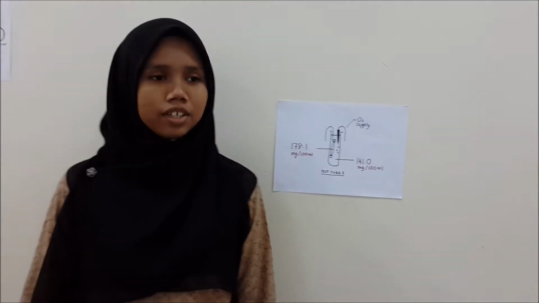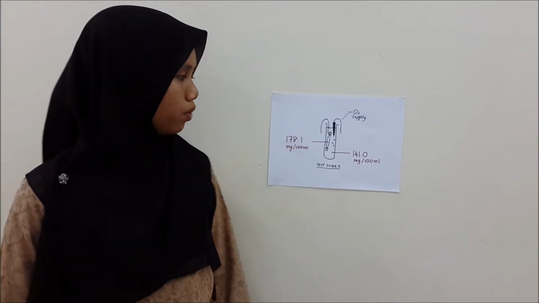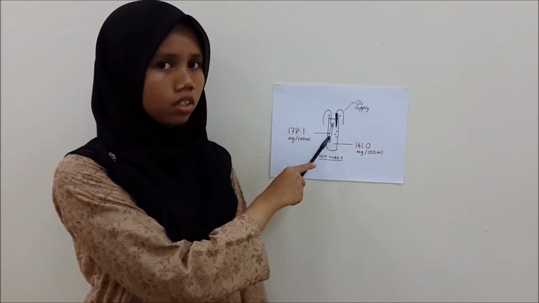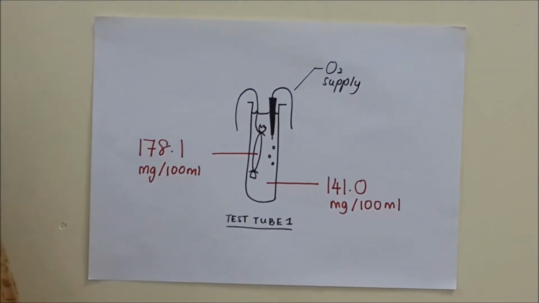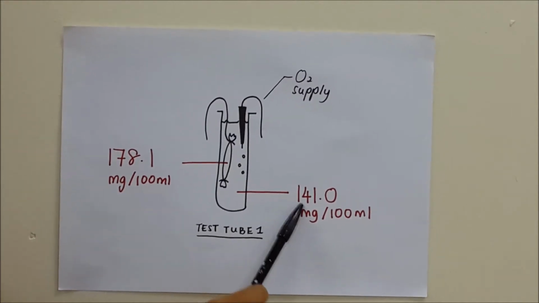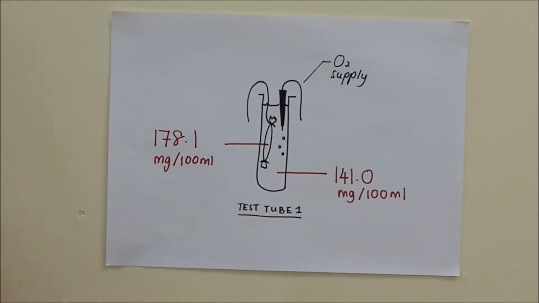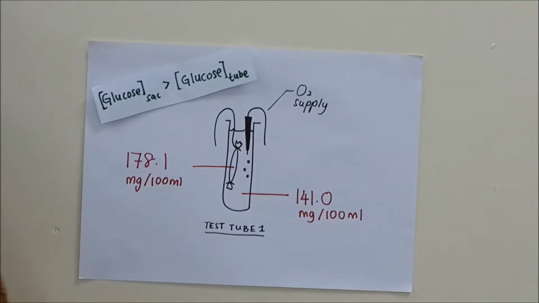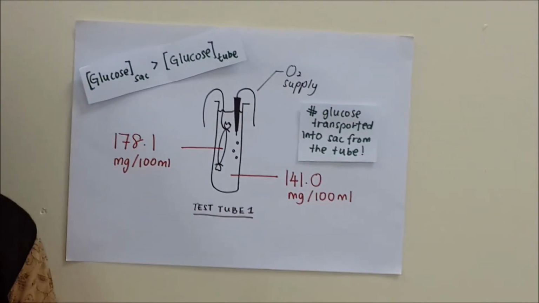In test tube 1, the tube was filled with glucose Ringer solution as well as provided with oxygen. At the end of our experiment, it is observed that the glucose concentration inside the intestine sac is 178.1 mg per 100 ml, while the glucose concentration of the tube is 141 mg per 100 ml. From this, we can see that the glucose concentration of the sac is higher than the glucose concentration of the tube. From this, we are able to deduce that glucose is transported into the sac from the tube.